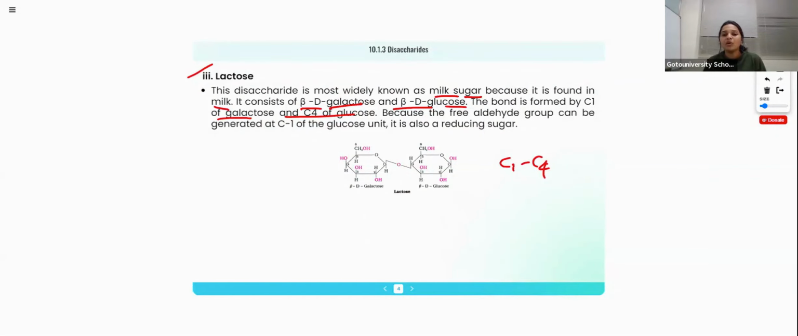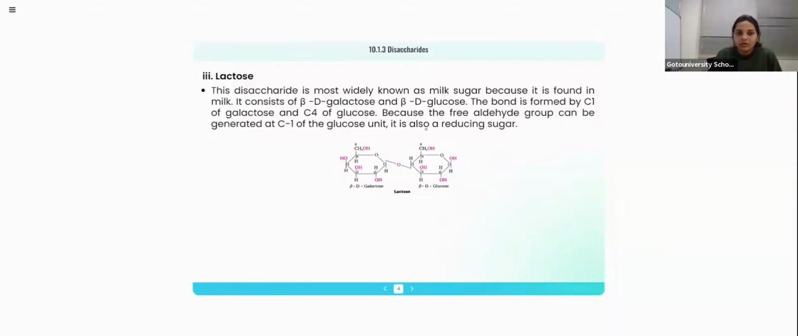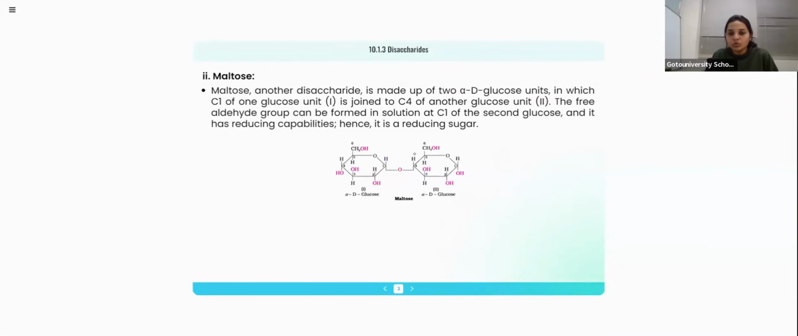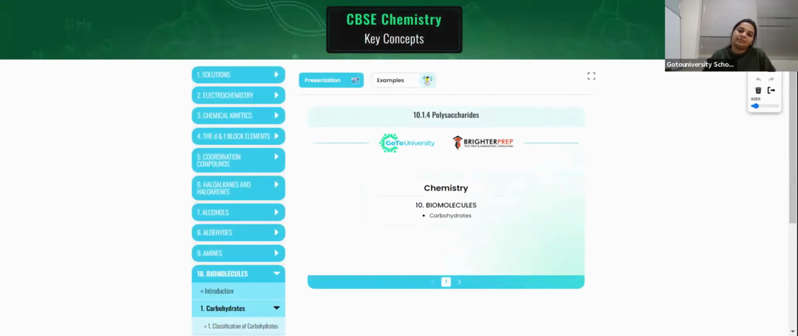But the monomers are galactose and glucose. Again different. See, these two are different. Got it? One is galactose, the other one is glucose. So don't be confused about the monomers of different disaccharides. Sucrose means one glucose and one fructose. Lactose means one galactose and one glucose. Then maltose means two glucose. Don't be confused. Next one is polysaccharides.